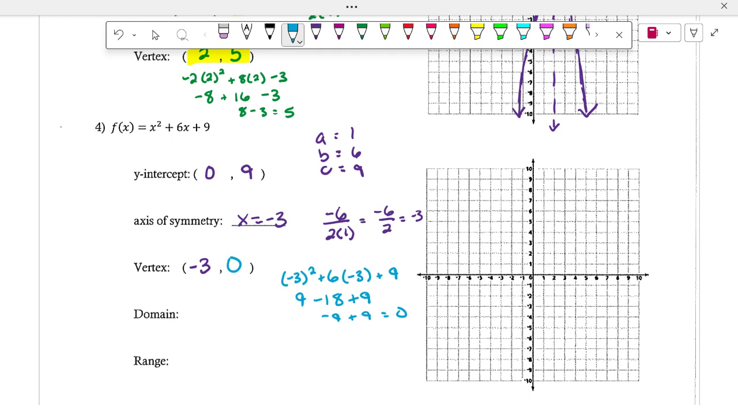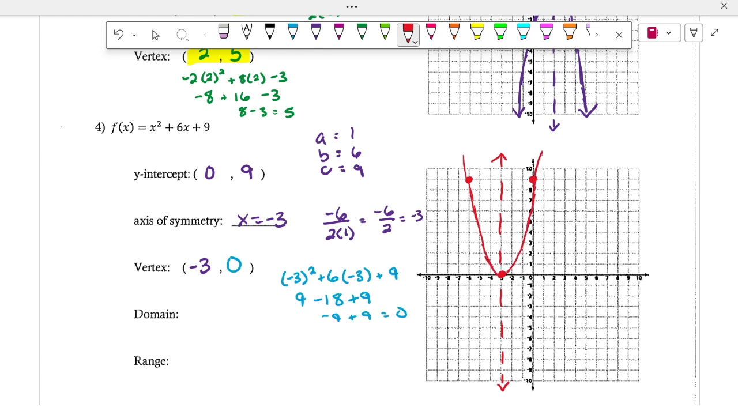Now, we're going to take a minute and graph this. So I have my y-intercept at 0, 9. I have my vertex at -3, 0. And I know my axis of symmetry is right here. So if I want to find the y-intercept's symmetrical partner, I'm going to count 1, 2, 3, and then do 3 on the other side. So the parabola looks something like this.